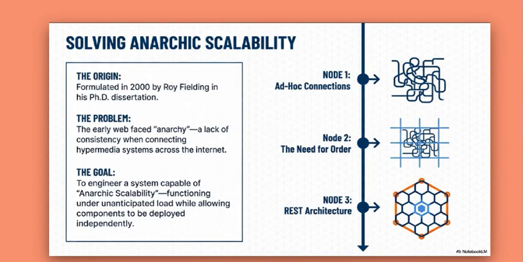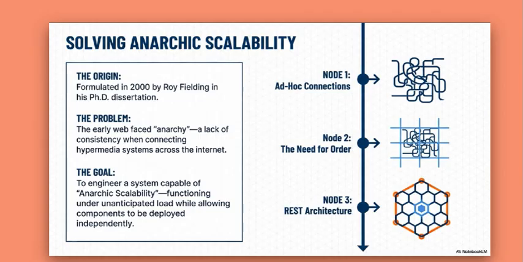So let's rewind to that origin story. You mentioned 2000. What was the web actually like before Roy Fielding laid down the law? Because I assume we didn't always have this elegant bridge. No, we certainly did not. The sources describe the pre-REST era as anarchy. Anarchy. That seems a little dramatic for computer science. It's accurate, though. Imagine trying to connect different hypermedia systems, websites, databases, mainframes, but with no consistent rules. It was a tangled mess of these ad hoc connections.